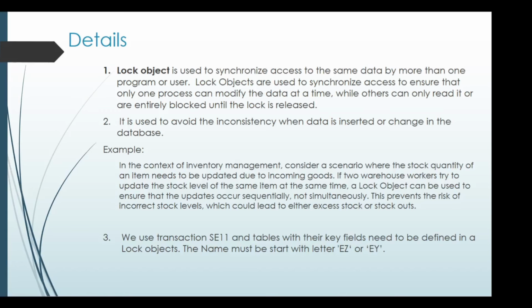So what is the usage of a lock object? A lock object is used to synchronize access to the same data by more than one program or user. It means if two users access the same data simultaneously, SAP provides a lock mechanism by using the enqueue server, and it locks the object until the object is free. So lock objects ensure that only one process can modify the data at a time, while others can only read it or are entirely blocked until the lock is released.